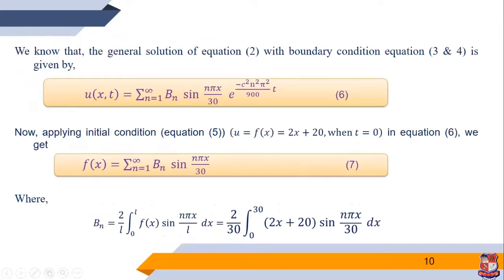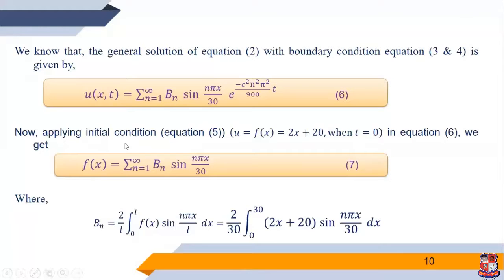Now we know that the general solution of equation 2 with boundary conditions 3 and 4 is given by u(x,t) is equal to summation n is 1 to infinity b_n sin(n pi x by L), where L we consider 30, e raised to minus c square n square pi square by L square, L square is 900, into t.